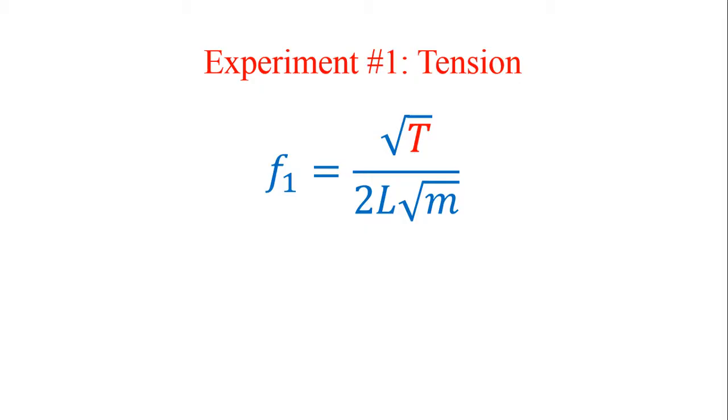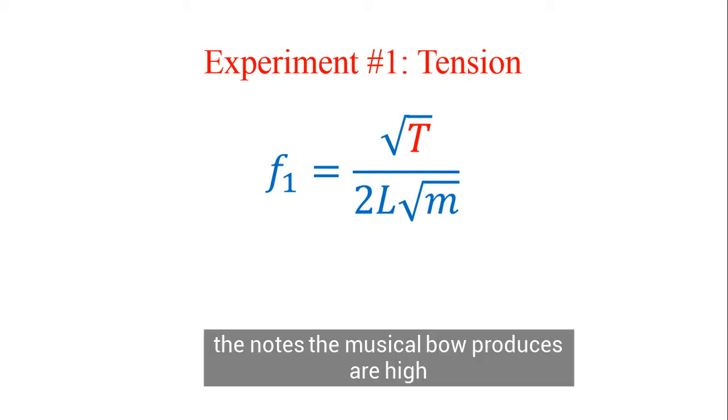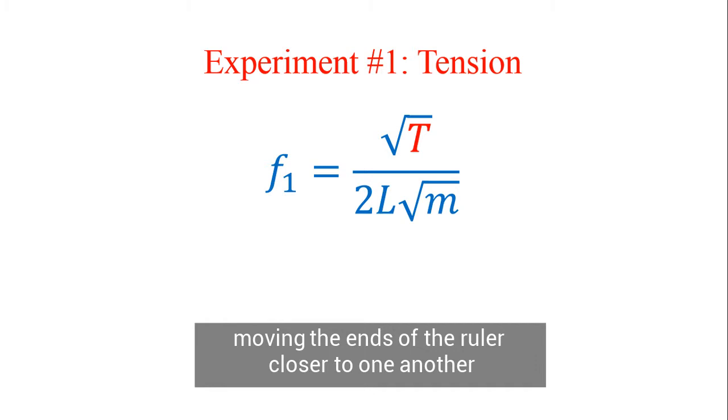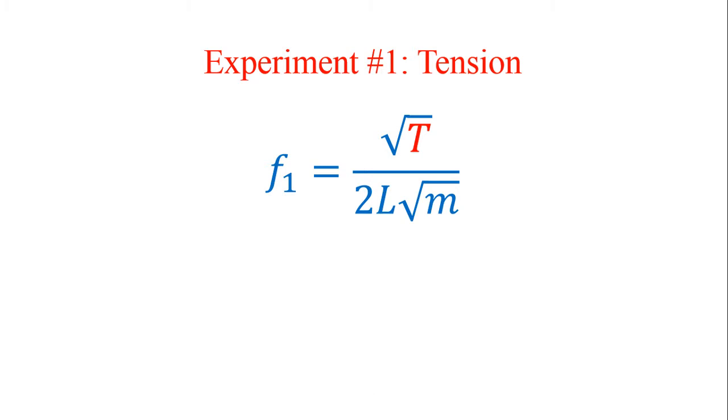Frequency is given by the formula F1 equals the square root of T over 2L times the square root of M, as shown. When I increase the tension of the string by moving the ends of the ruler farther away from one another, the note the musical bow produces is high, indicating its fundamental frequency is large. On the other hand, when I decrease the tension of the string by moving the ends of the ruler closer to one another, the note it produces is lower, indicating its fundamental frequency is low.